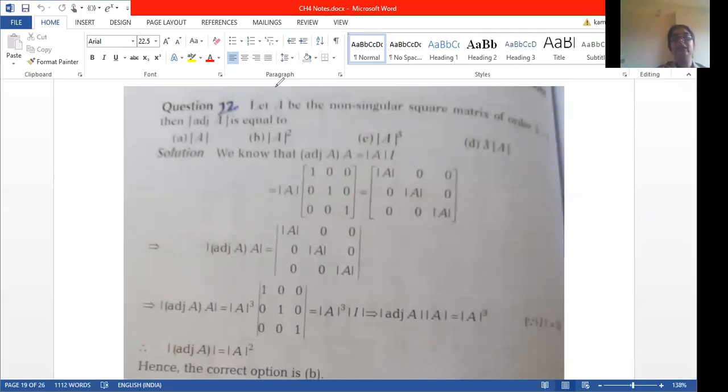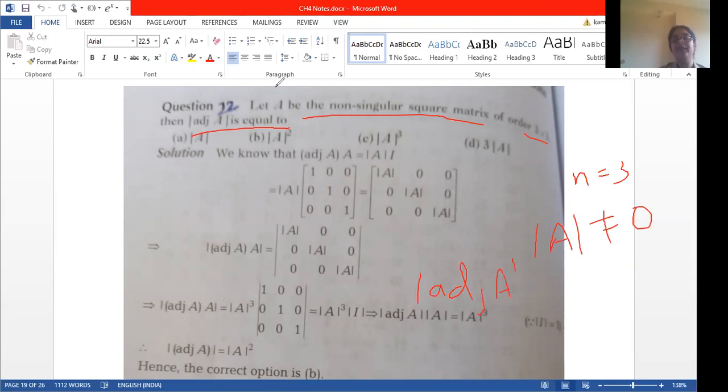What they're saying, let A be a non-singular square matrix. If it is non-singular, that means determinant of A is not equal to 0. So whatever they are saying, just interpret it. Non-singular matrix of order 3 into 3, that means n is equal to 3. Then find the value of determinant of adjoint of A.